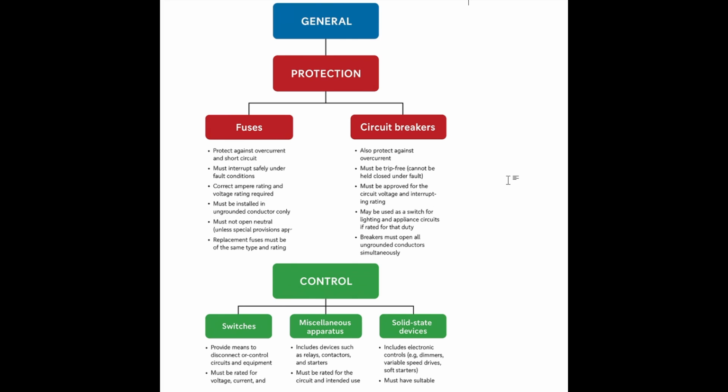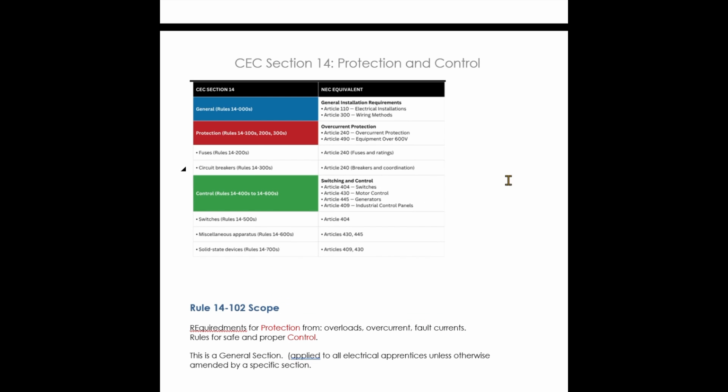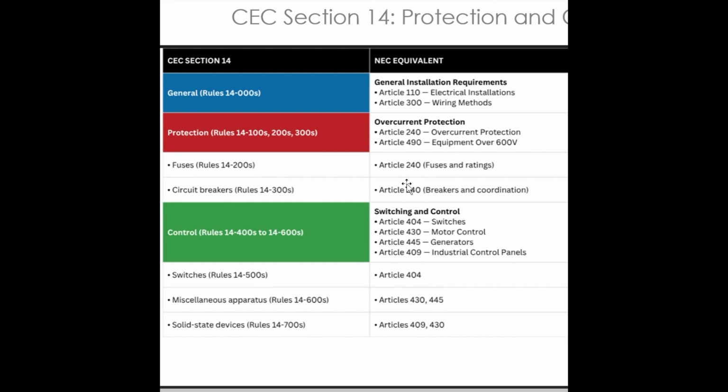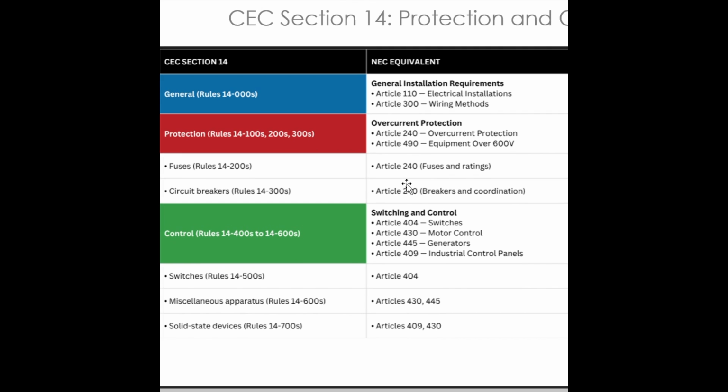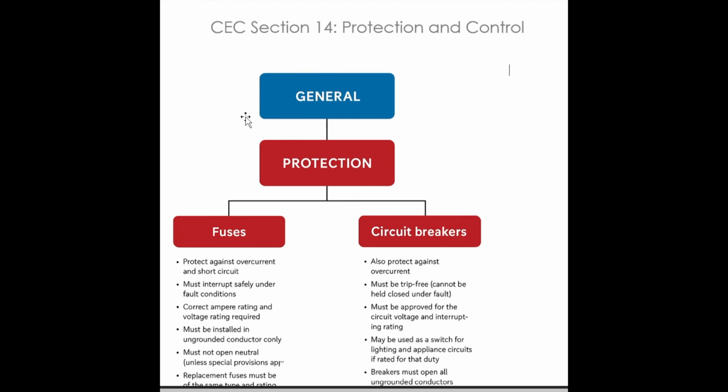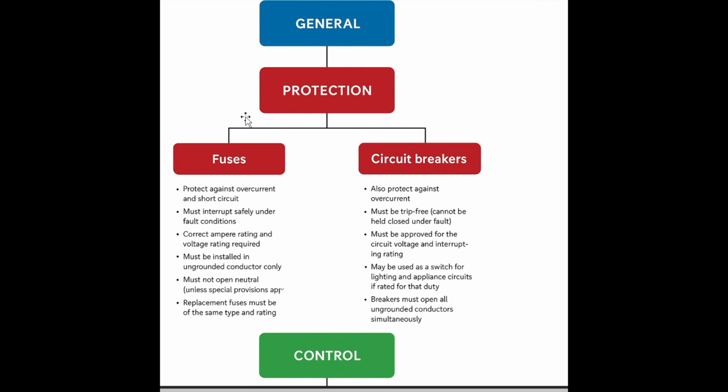110, 300, 404, 409, 430, etc. I will show you a chart later on where I'm comparing the Canadian Electrical Code and the National Electrical Code equivalent. But let's use the Canadian Electrical Code just because it happens to be together in one section called Section 14, Protection and Control. So this is a flow chart that I've made of Section 14, Protection and Control from the Canadian Electrical Code, but what it means is the same in all of North America.